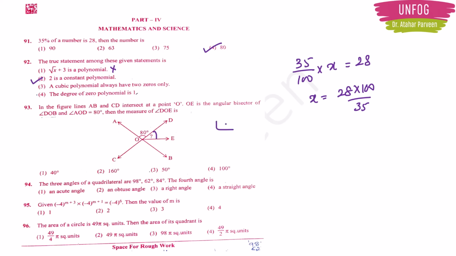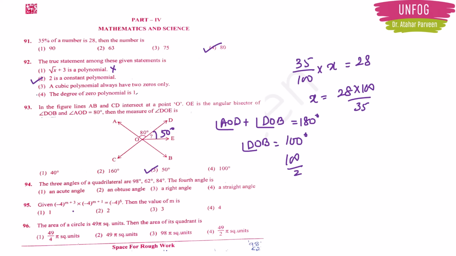So what will be angle AOD plus angle DOB? It should be equal to 180 degree, right? So with this I can find out angle DOB because AOD is 80 degree, right? So that is going to be 100 degree. Now OE is bisecting angle DOB. Bisecting means it should be half of 100 degree, right? So this should be 50 degree. Option 3 should be the correct answer here.